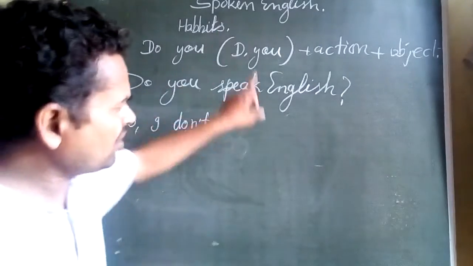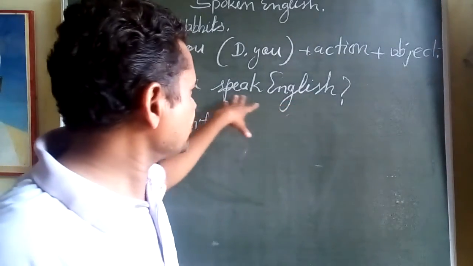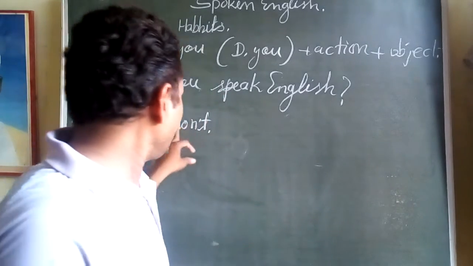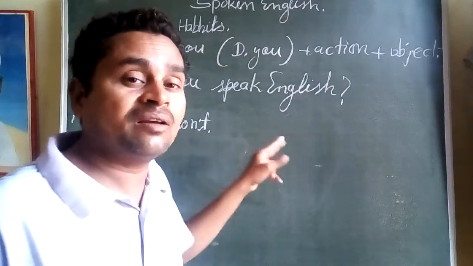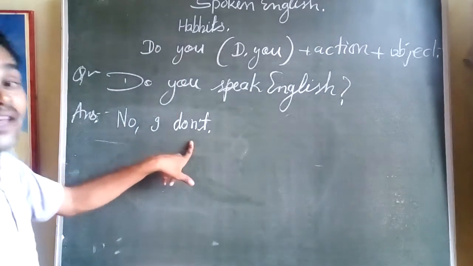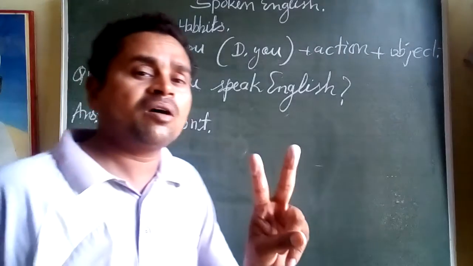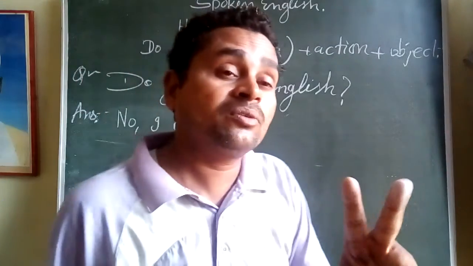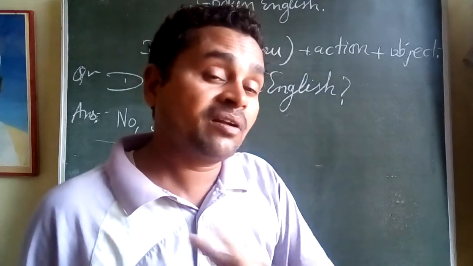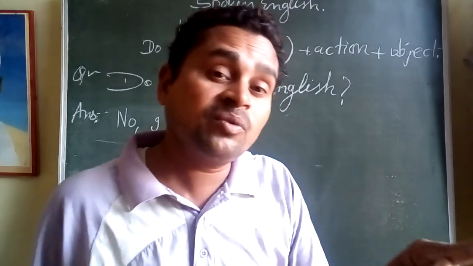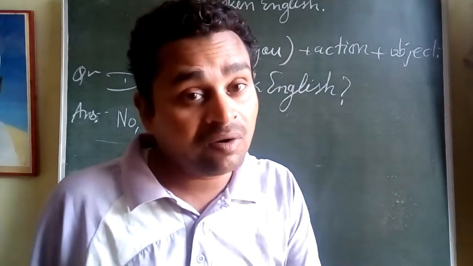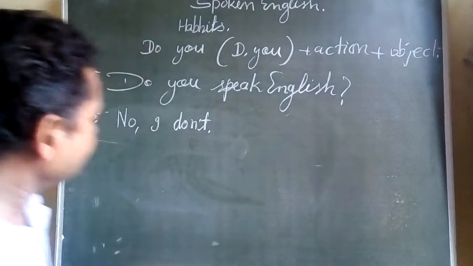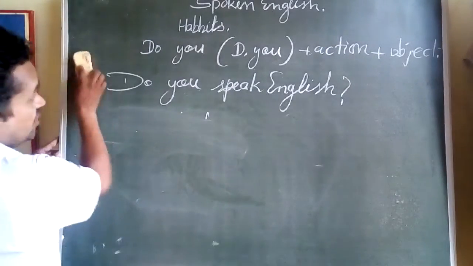Well, so similarly, you can form different kinds of questions related to habit, to explain habit. And similarly, you can answer them just like this one. Yes or no. There are two types of answering. Means there are two ways through which you can reply. Yes, I do, or no, I do not, or I don't. Well, these are the two ways to reply to them. Well, now come to the next question.